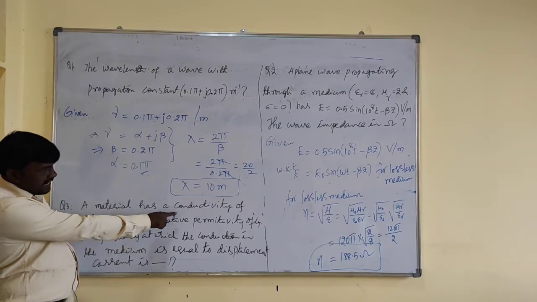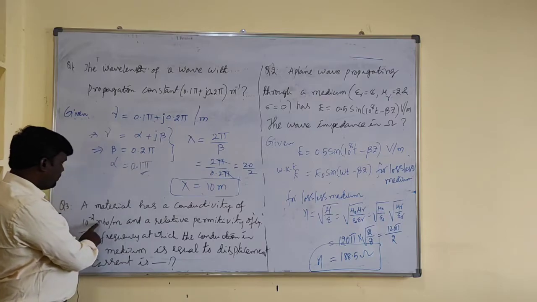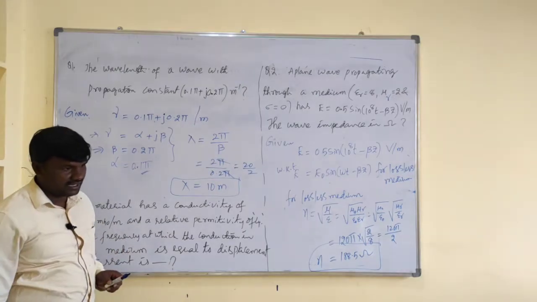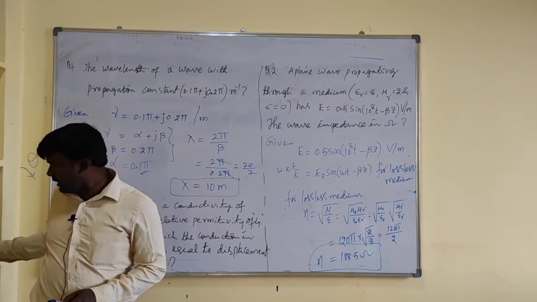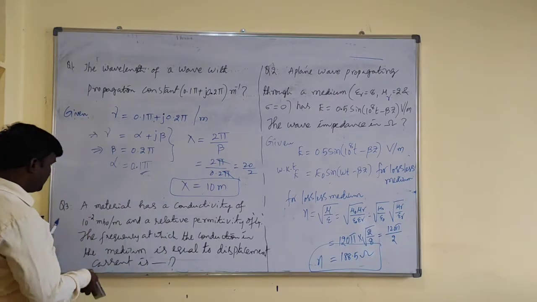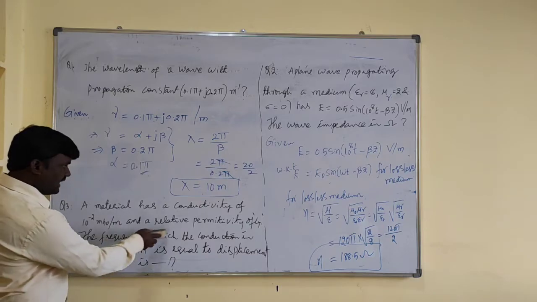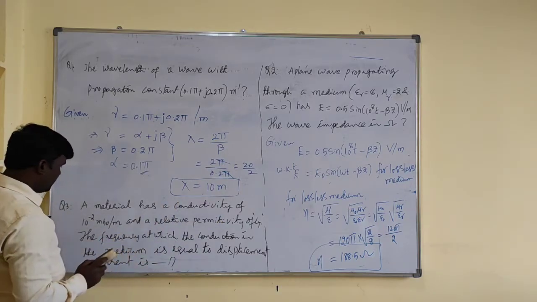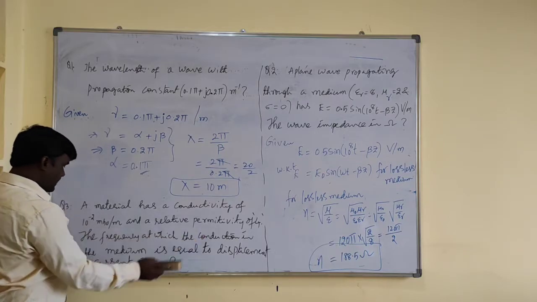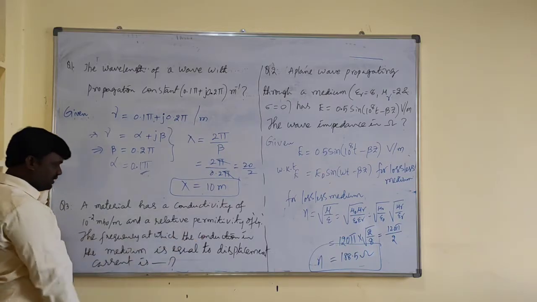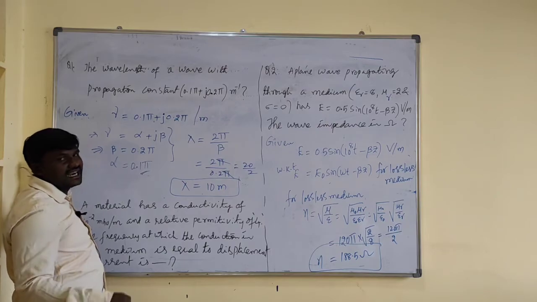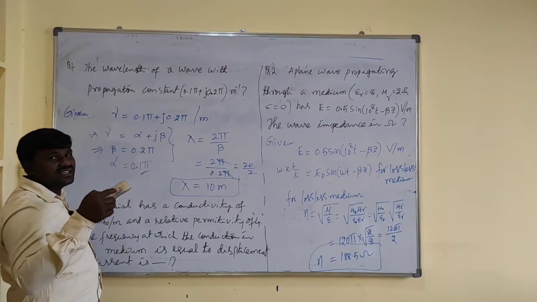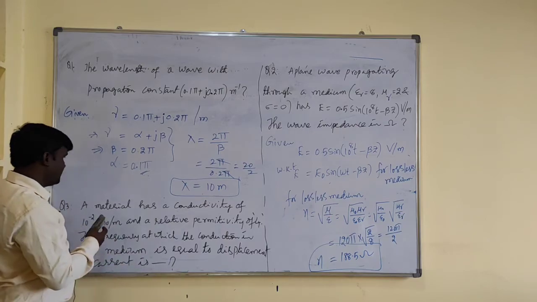A material has a conductivity of 10 to the power minus 2 mho per meter and a relative permittivity of 4. The frequency at which the conduction current in the medium is equal to the displacement current is dash. We need to determine the frequency at which conduction current is equal to the displacement current.